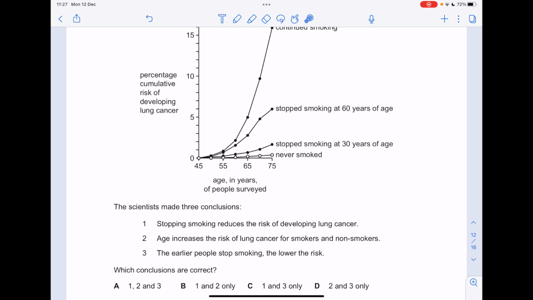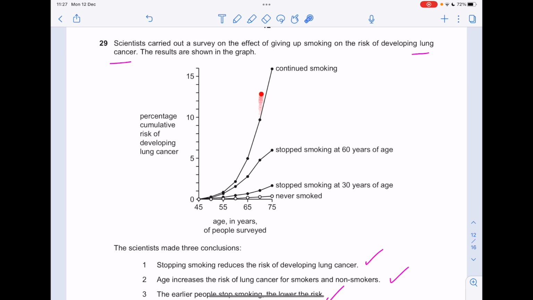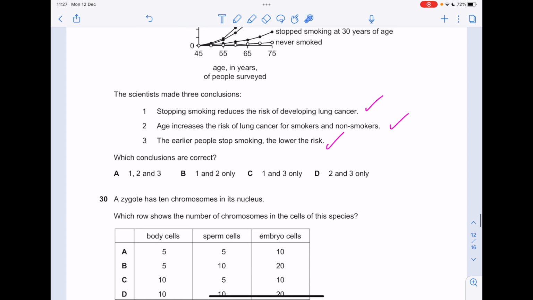Stopping smoking reduces the risk of developing lung cancer. Yeah, that's definitely true. Age increases the risk of lung cancers for smokers and non-smokers. You can see that there is a positive correlation. Even if you're just looking down here, for the people that never smoked, there's still a positive correlation there. The earlier the people stop smoking, the lower the risk. That's definitely true. Look at these people up here versus the people that stopped earlier on in life. What conclusions are correct? It's all 3. A.